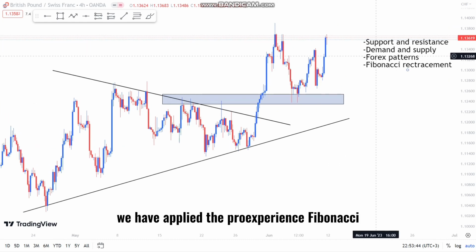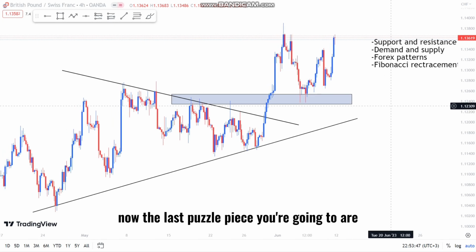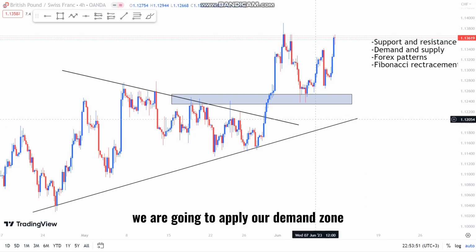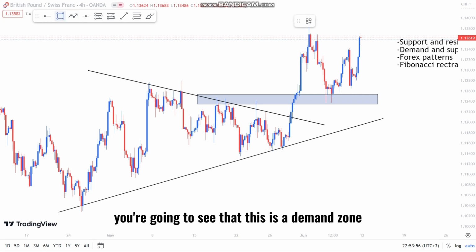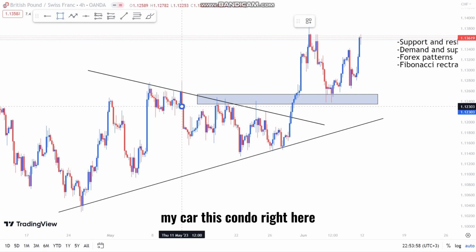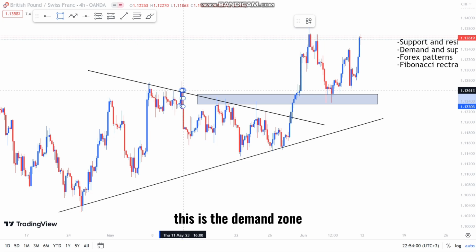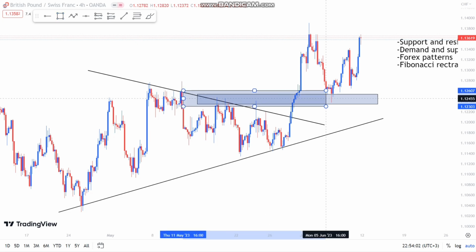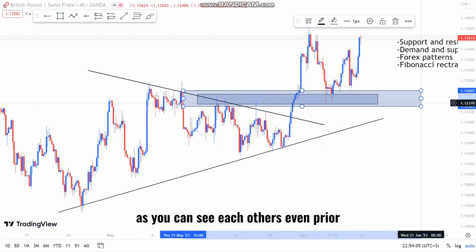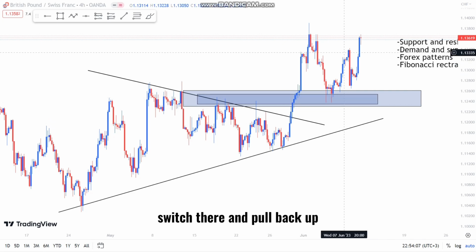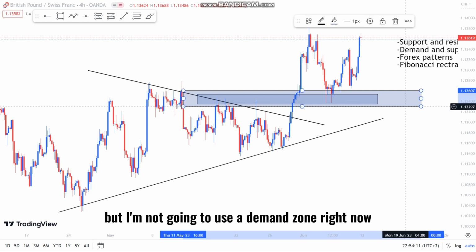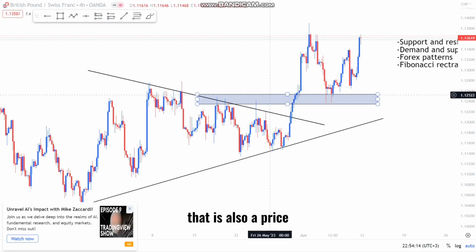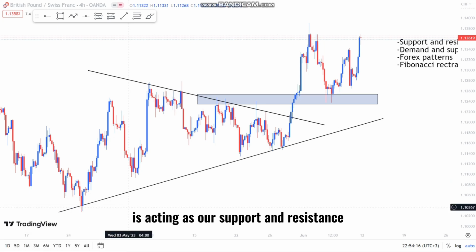So now we have applied support and resistance. We have applied the forex patterns, Fibonacci. Now the last puzzle piece, we are going to apply our demand zone. Now traders, when I mark out this demand zone, you're going to see that this is a demand zone. When I mark out this candle right here, this is a demand zone, as you can see, traders. Even price switched there and pulled back up. So price has respected my demand zone, but I'm not going to use the demand zone right now, since the demand zone is also where price is acting as our support and resistance.